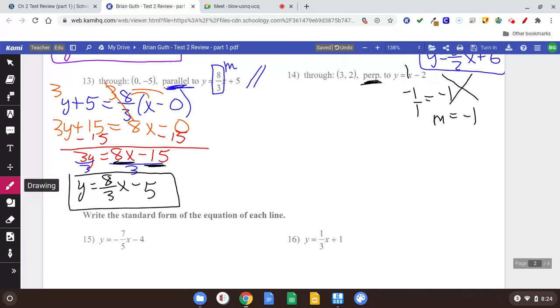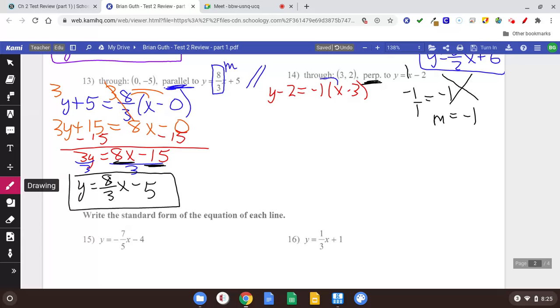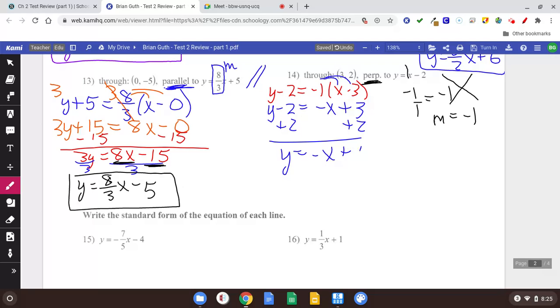Step 2, point slope form. Y minus the y number equals our slope, negative 1, times x minus the x number. Step 3, convert. So remember, we still want slope-intercept form. We're going to distribute this negative 1. Y minus 2 equals negative x plus 3. Remember, we don't say negative 1x. We would reduce it to negative x. Add the 2 over. Y equals negative x plus 5.